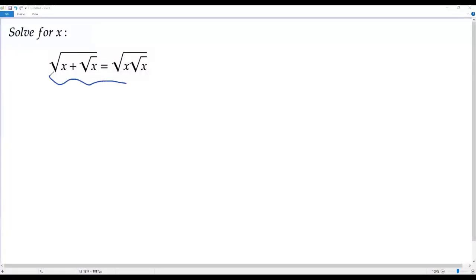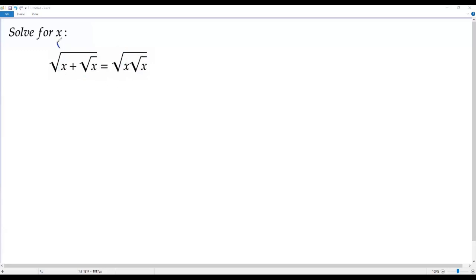Here we have a square root equation and we have to solve for x. That is, we have to find the value of x. When I look at the given square root equation, I find a square root for the complete expression on the left side, and also a square root for the complete expression on the right side.